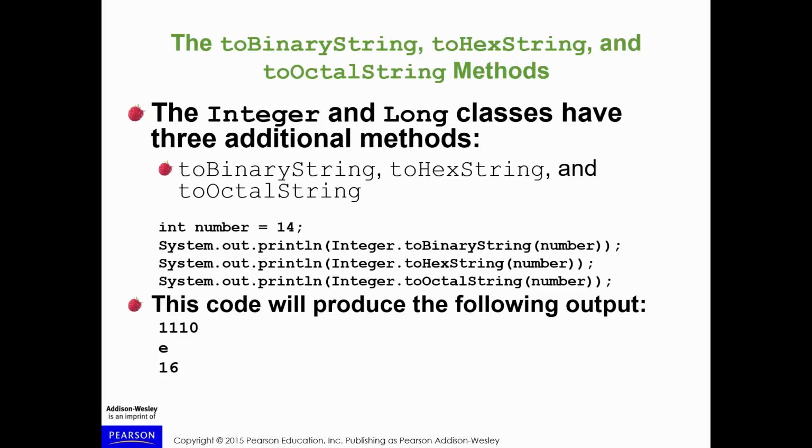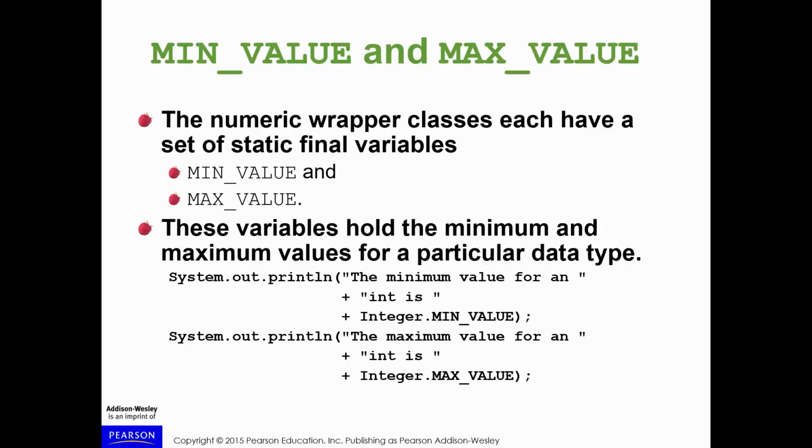Integer and long have additional things, so if you want to go to binary, which is base 2, if you want to go to hex, which is base 16, or you want to go to octal, which is base 8. So if you're working in other number systems, you'd be able to do that. A couple of interesting final or constant variables are min value and max value, because what they basically store are the smallest number and the largest number for a particular data type that the system you're working with will support.